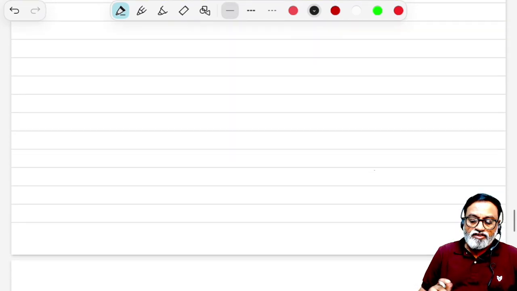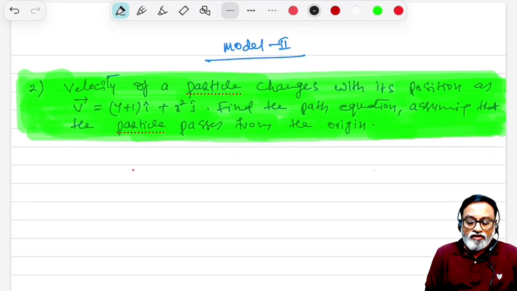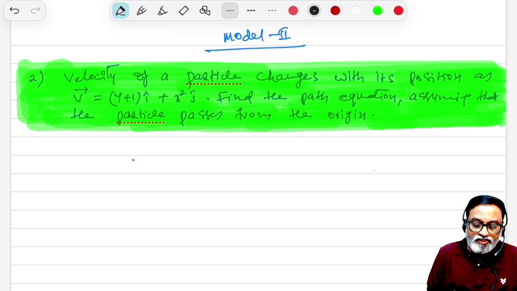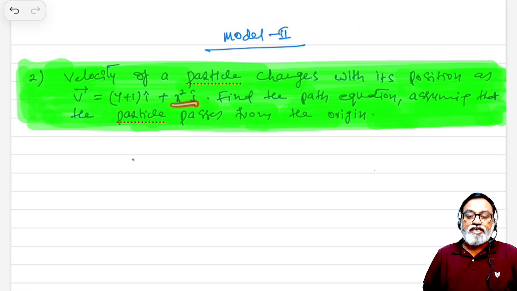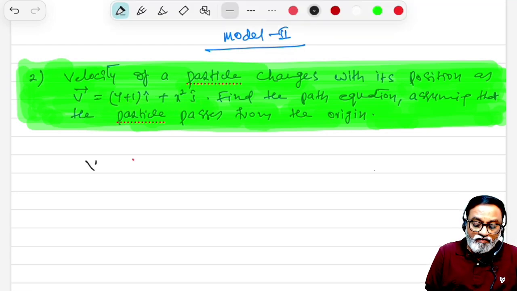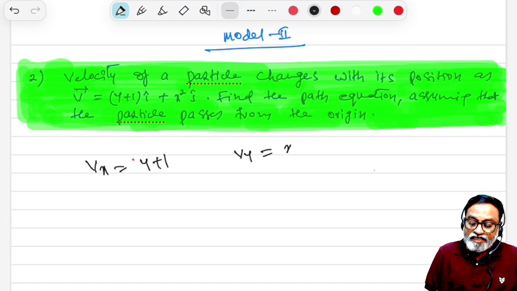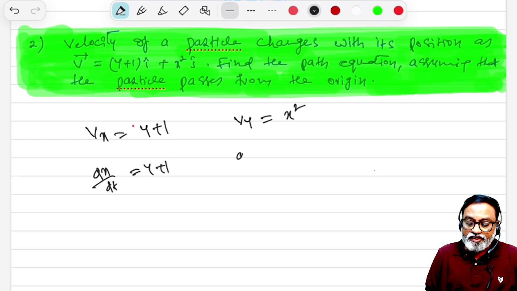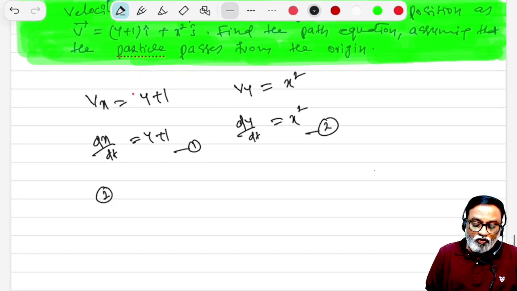Another model, see this is model 2. When velocities are given, how can we find the relation between y and x? See here, v bar is equal to (y plus 1) i cap plus x square j cap. Means here Vx is given as y plus 1 and Vy is given as x square. Here Vx means dx by dt, that is y plus 1. Here Vy means dy by dt, this is x square. Equation 1, equation 2.